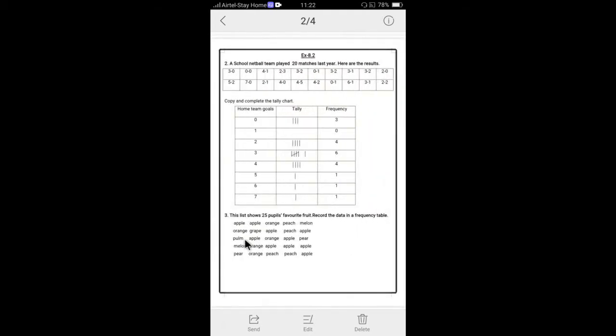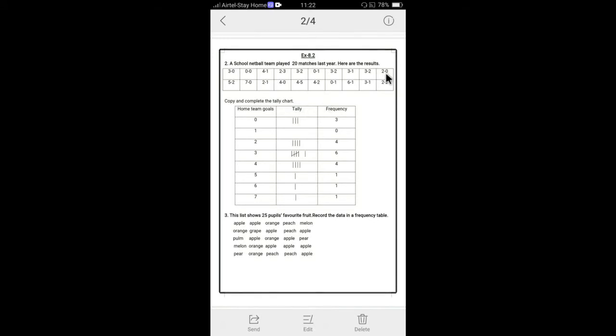Exercise 8.2. Question number 2. A school netball team played 20 matches last year. Here are the results. They have given the scores. From these, first you have to pick up your score. Which one is 3-0? Your score is 3. Their score is 0-1, 0-0, 4-1. So first you pick up your score, and it says copy and complete the tally chart.